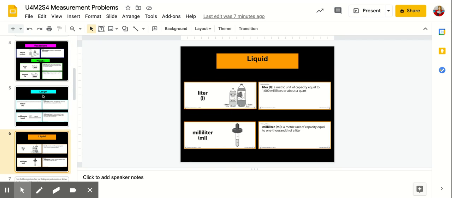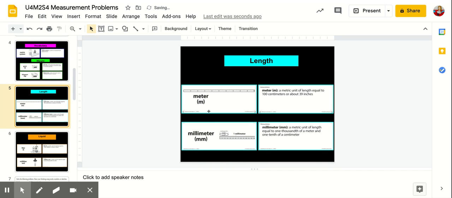In liquid measurement, oops, I skipped length. Here's length. You've probably heard of a meter. A meter measures length. It's about the same length as 3 feet or a yard. In 1 meter, there are 100 centimeters and 1,000 millimeters. So a meter is really good for measuring things like you, or the size of a room. A millimeter is a lot tinier, so you would measure a paperclip or something very small with a millimeter.